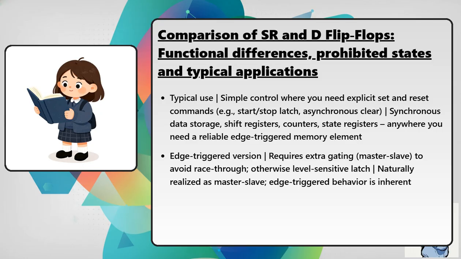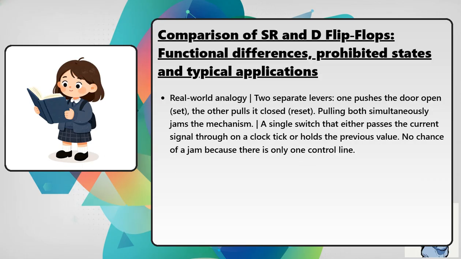The edge-triggered version requires extra gating, master-slave, to avoid race-through; otherwise it is a level-sensitive latch, versus the D flip-flop, which is naturally realized as master-slave, so edge-triggered behavior is inherent. Real-world analogy: an SR latch has 2 separate levers, one pushes the door open (set), the other pulls it closed (reset). Pulling both simultaneously jams the mechanism, versus a D flip-flop, a single switch that either passes the current signal through on a clock tick or holds the previous value. No chance of a jam because there is only one control line.